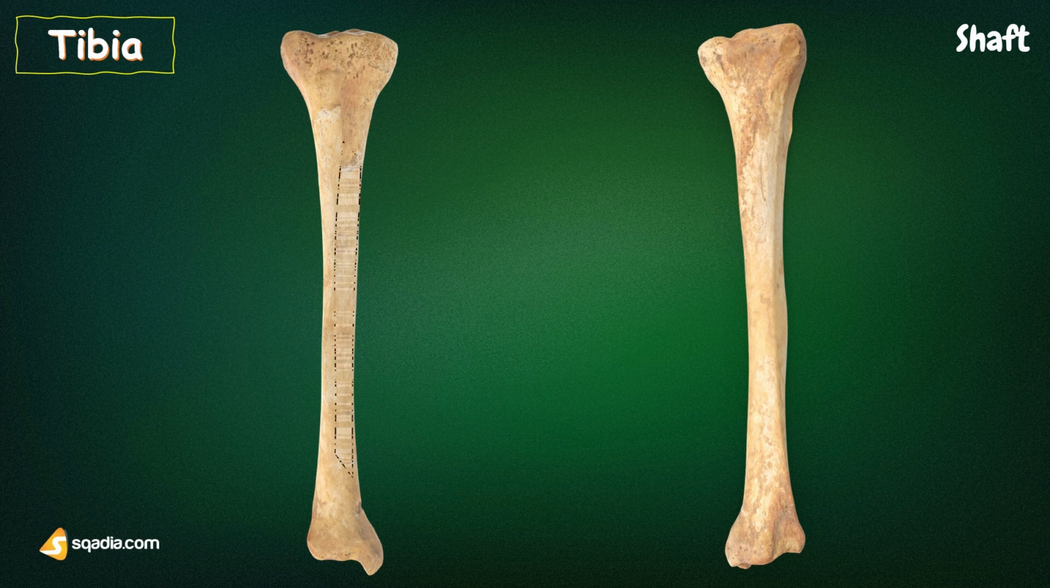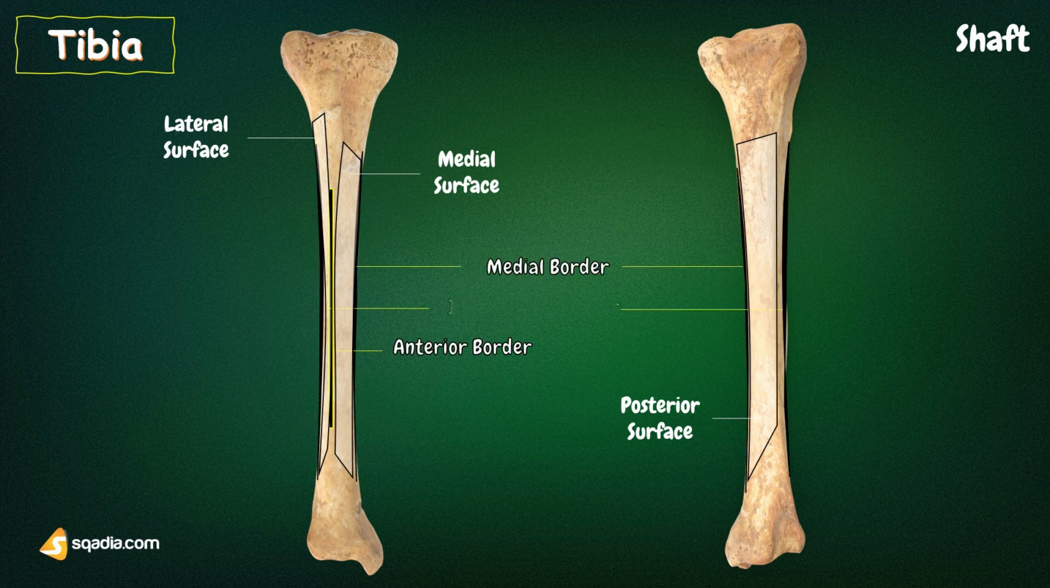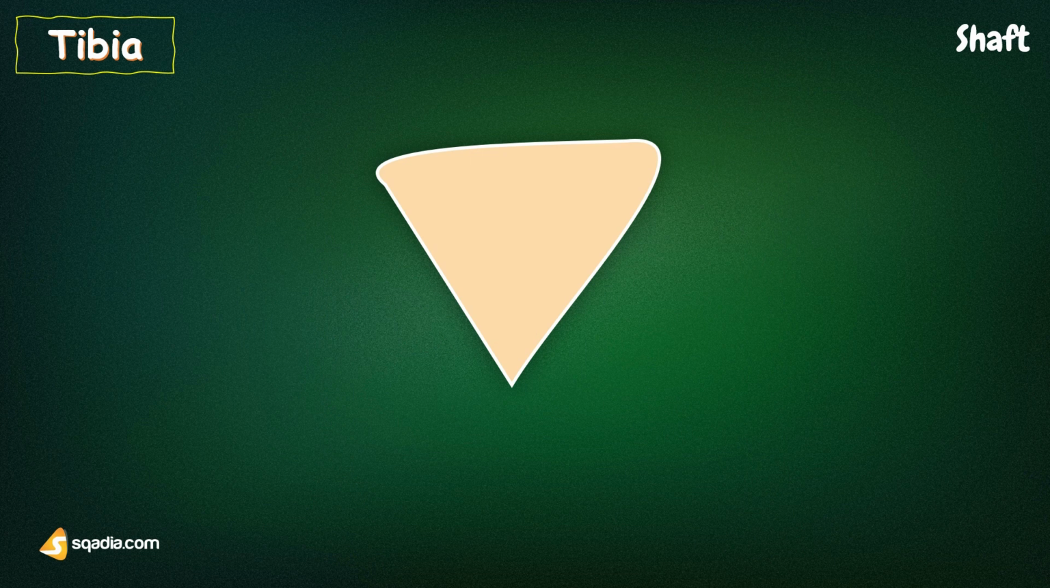Now let's look at the shaft of the tibial bone. The shaft of the shin bone is triangular. It contains three surfaces: medial surface, lateral surface, and posterior surface. Three borders: anterior border, medial border, and interosseous border.